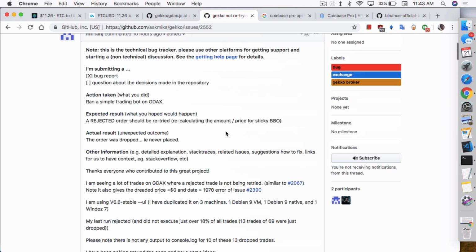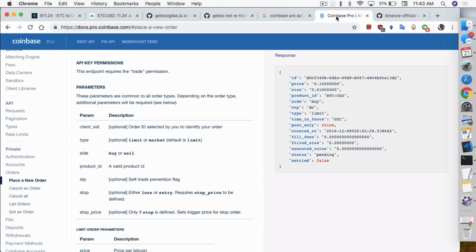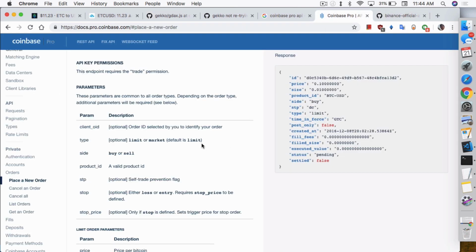But besides that problem, the post only flag doesn't work. What we have to do is just modify this wrapper so that it will execute all trades as market orders instead of limit orders. It's pretty simple actually. If you look at the Coinbase Pro documentation for the API, under orders, place a new order, they'll tell you what you can add as parameters. You can add the type as a parameter, and then you can set it to either limit or market, and the default is limit. That's why there's no type. You just look through the different settings, there's no type because they just rely on the fact that the default is going to be limit.